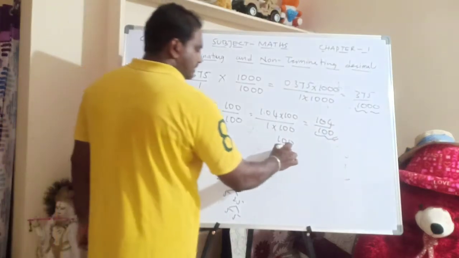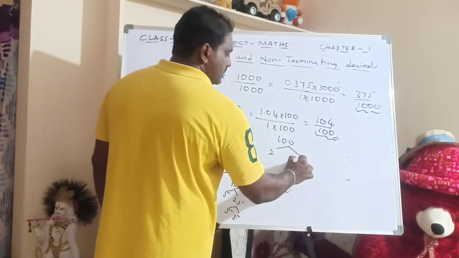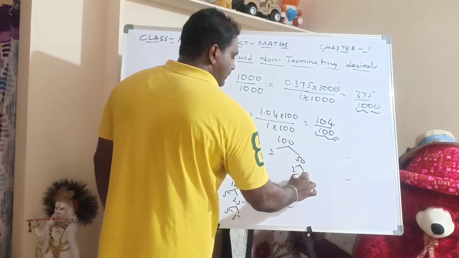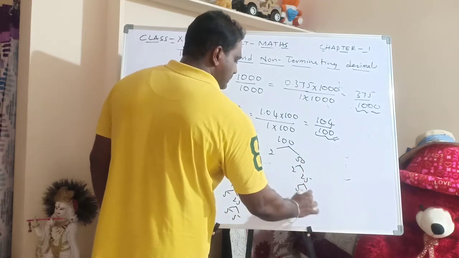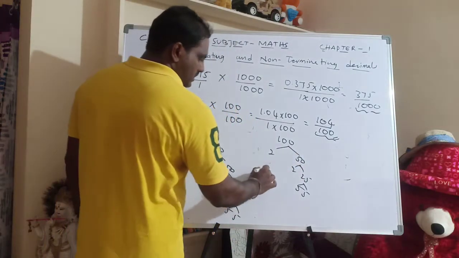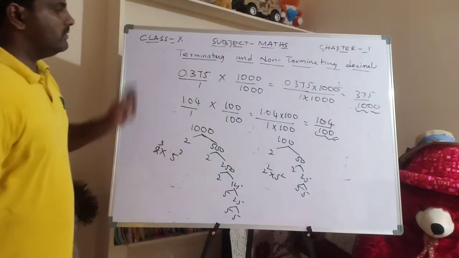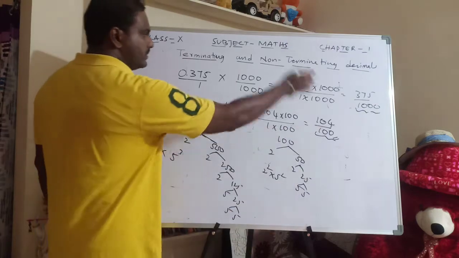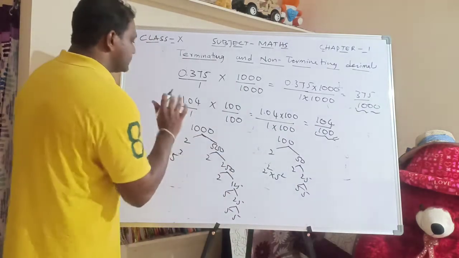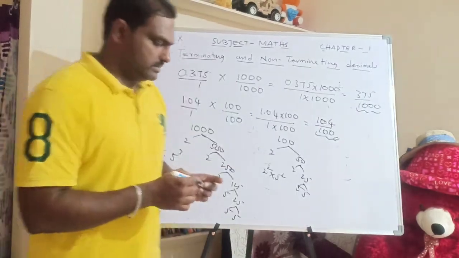Suppose you take 100, how much is it? 2 50s, 2 25s, 5 5s. Now what is this in this case? 2 power 2, 5 power 2. So what is the pattern? Basing on this, we have to discuss 3 theorems in your textbook basing on these factors.